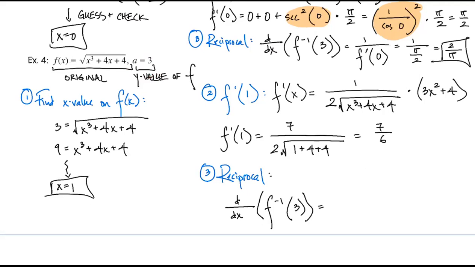And that's going to be the same as the reciprocal of the derivative of the original at what value? At 1, good. 1/7/6. Another way to say that is, what is the reciprocal of 7/6? 6/7. Good, good. All right. And so that is our slope of the inverse function at a equals 3.